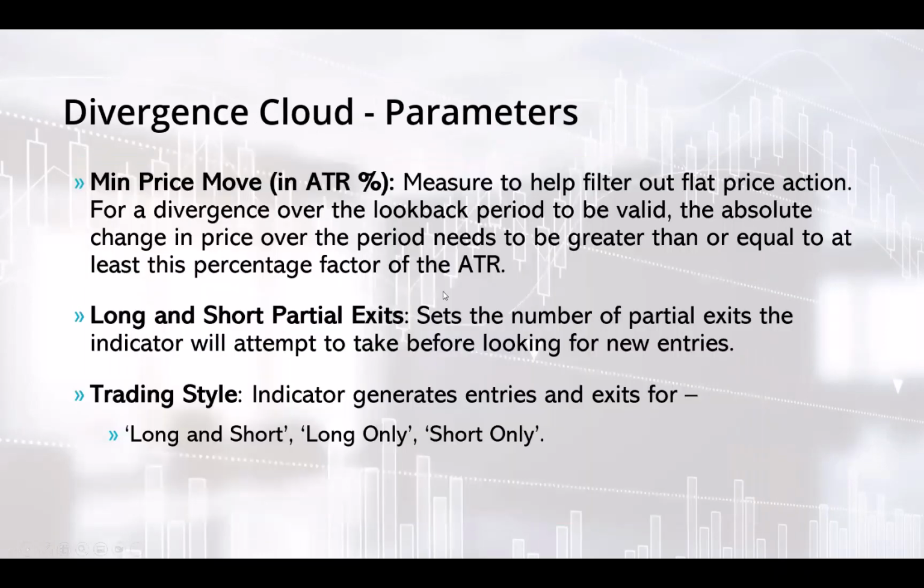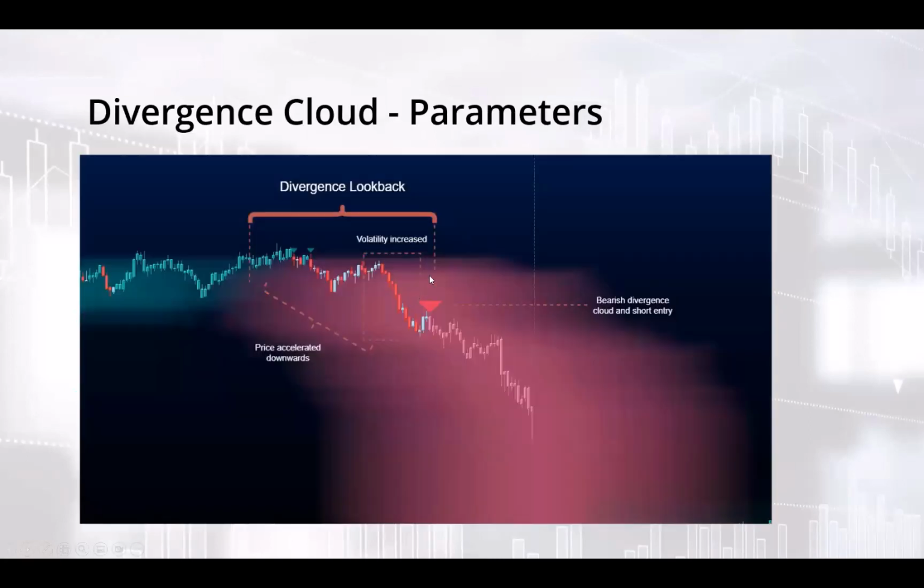Okay. Now, in addition to the divergence lookback period parameter and the ATR period parameter, we also have a parameter called min price move. This one is used to filter out flat price action. Let me quickly go back to this picture here. Here it's fairly clear that price really has moved down quite a bit. So price really started to move down, which is good. This is exactly what we want.